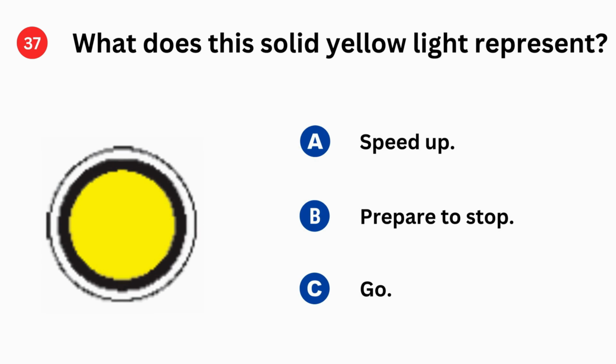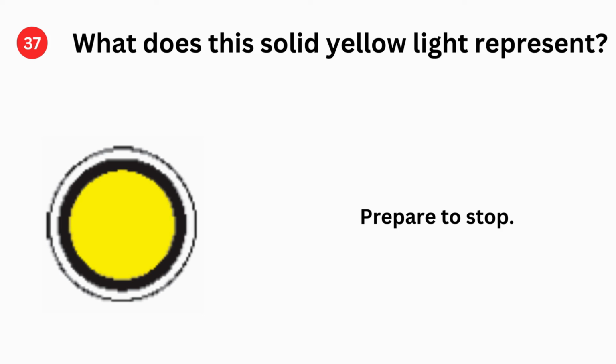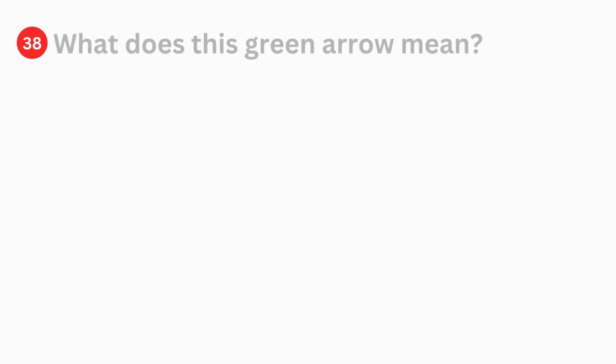What does this solid yellow light represent? A, speed up. B, prepare to stop. C, go. Great choice. It is the prepare to stop sign.